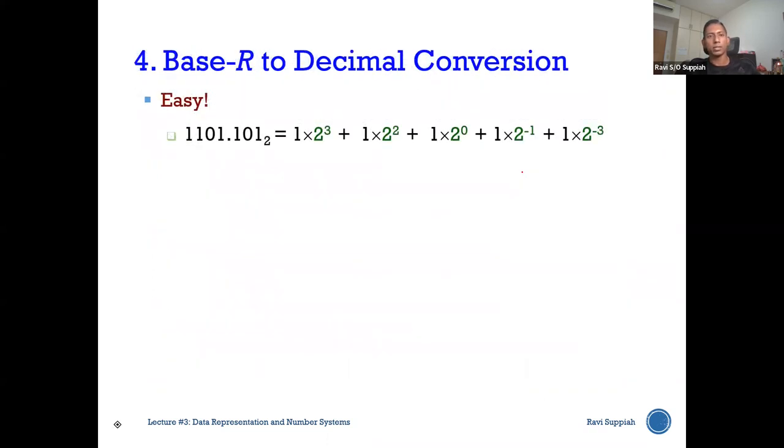So let's look at how we can apply this base R approach to solving this conversion. What you have here is this binary bit string over here: 1101.101.